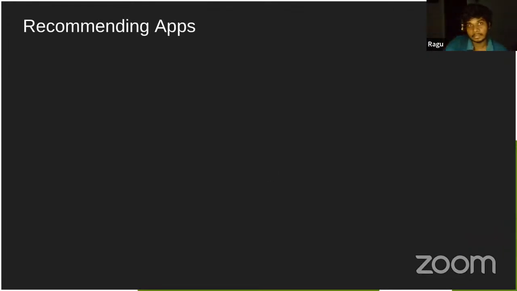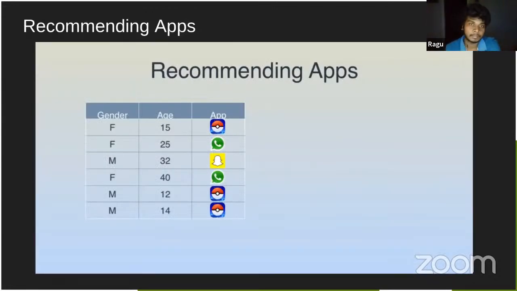The third algorithm we'll see by looking at recommending apps. For example, let's say you work at the Google Play Store and you want to suggest apps for different age groups and genders. You have three apps: Pokemon Go, WhatsApp, and Snapchat. You have data with two categories, gender and age, like a female of age 15 uses Pokemon Go. So how do you suggest apps to people using this data?